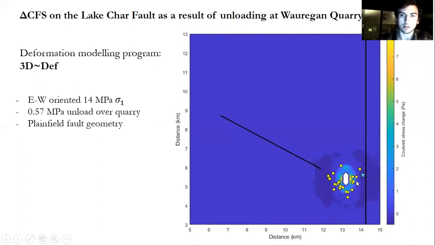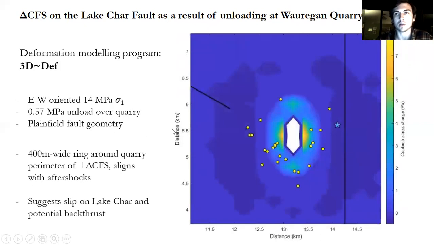The yellow dots are aftershocks. Again, the main shock is the blue star. And basically we impose an east-west oriented maximum horizontal principal stress of 14 megapascals. And we have a calculated unload of 0.57 megapascals over the quarry area, denoted by this white hexagon.